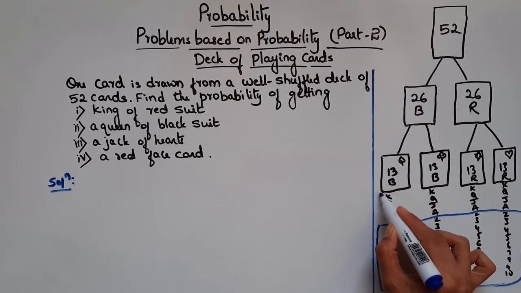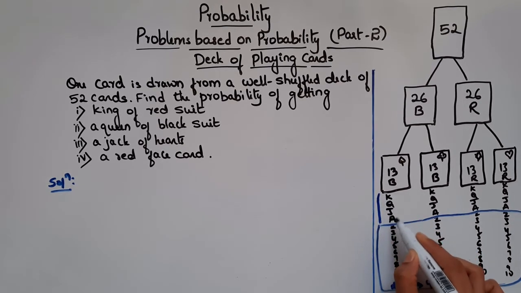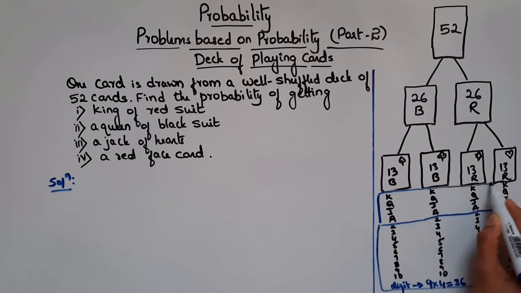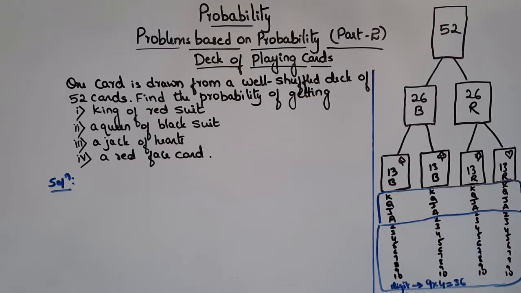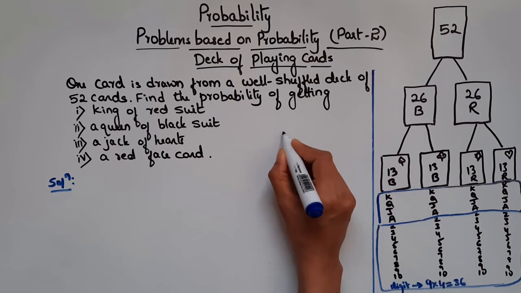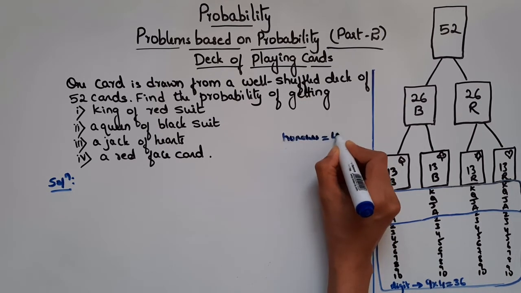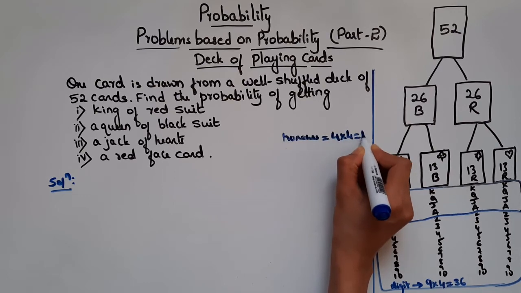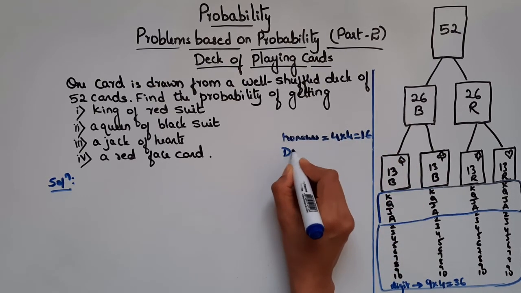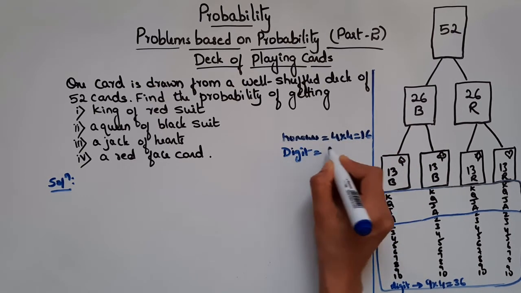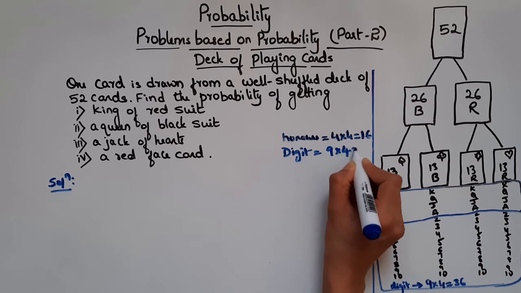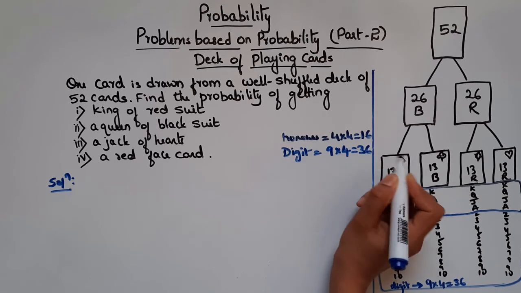And this set of cards, that is king, queen, jack and ace, are called honor cards. So how many honor cards do we have? 1, 2, 3, 4. 4 into 4. 4 fours are 16. So let me write here. Honor cards: 4 into 4, that is 16 cards. And we have digit cards, which is 9 into 4, which is 9 fours are 36 cards.